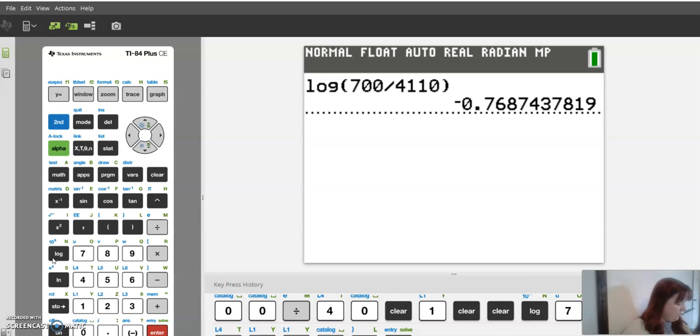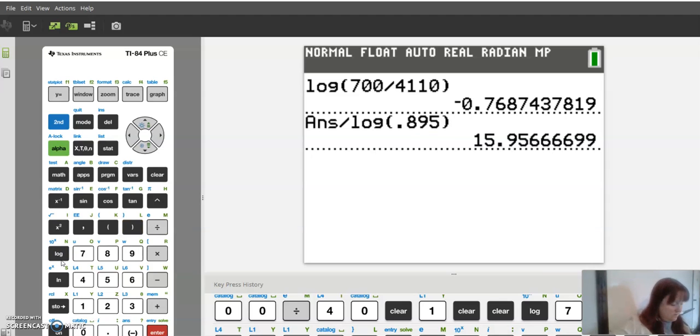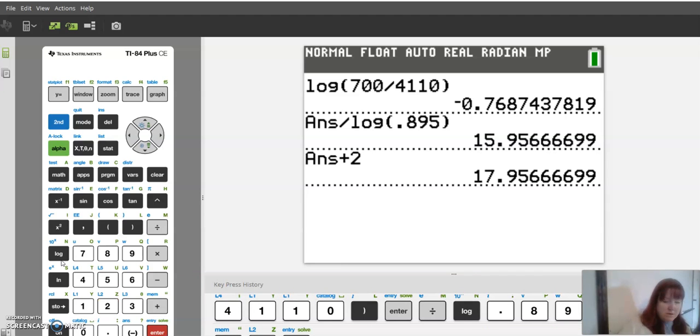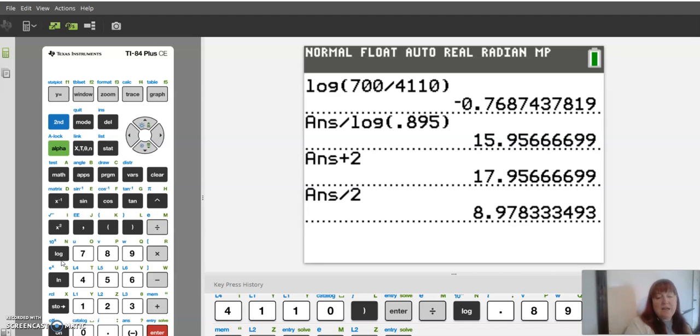And then we're going to do divided by log of 0.895 plus 2. And then we're going to divide that whole thing by 2, and we get 8.978. This is where you can round. So now we're just going to go ahead and round that out. So we're going to write down 8.978.